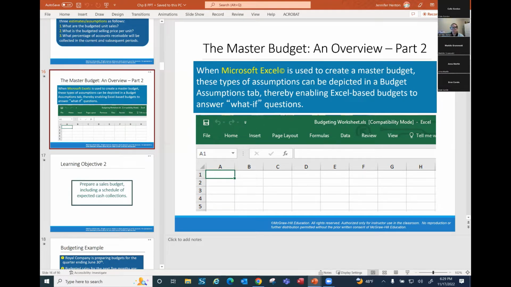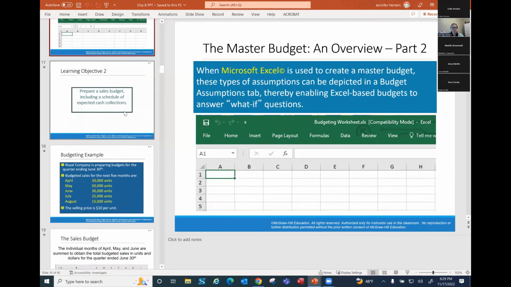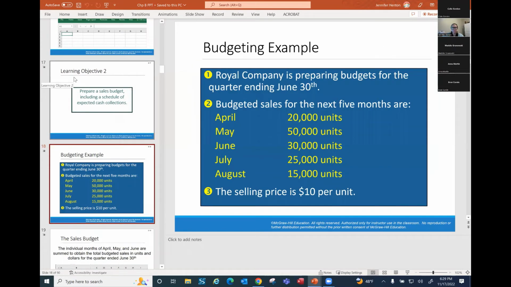But this is just one option using Excel. And there are other options out there. All right, so we're going to look at Royal Company, and they're preparing budgets for the quarter ending June 30th.